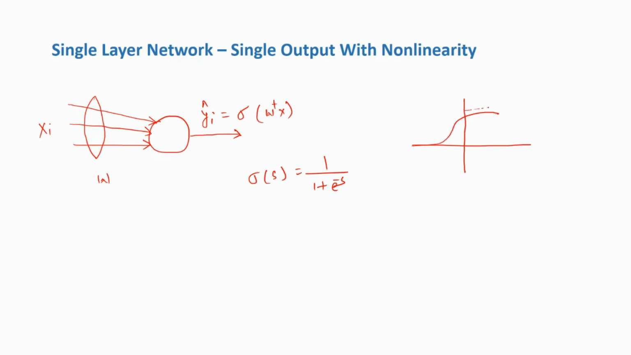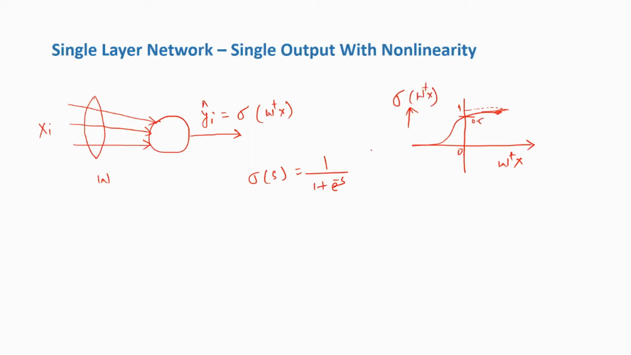This one will be 1, this one will be 0.5, and 0. And here on the x-axis we have w transpose x, and on the y-axis we have the sigmoid function of w transpose x.